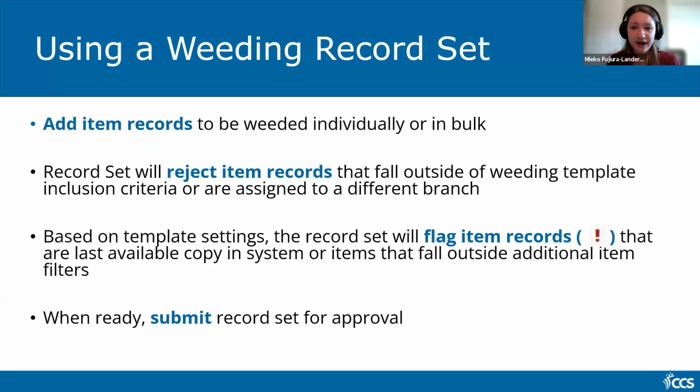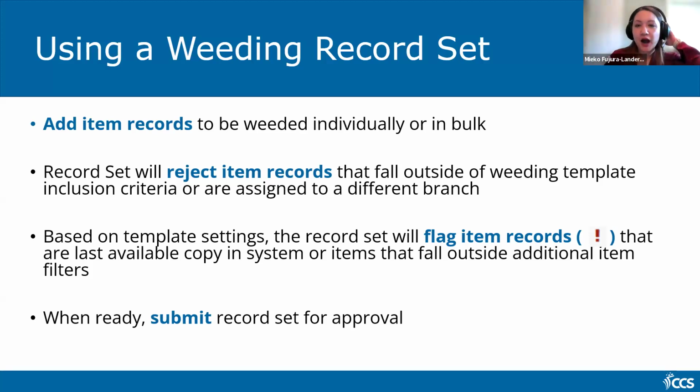So please keep in mind that at this time, you cannot have mixed branch sets. So you can't have a set that has both, like, Winnetka items and Northfield items in it. So you will need to use a separate record set for each branch.